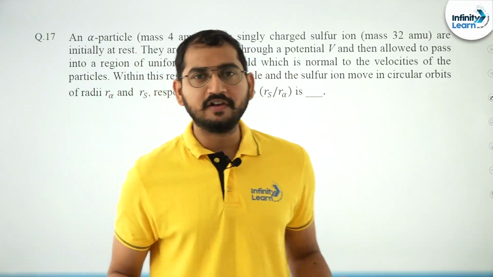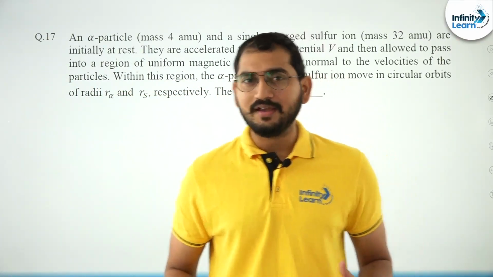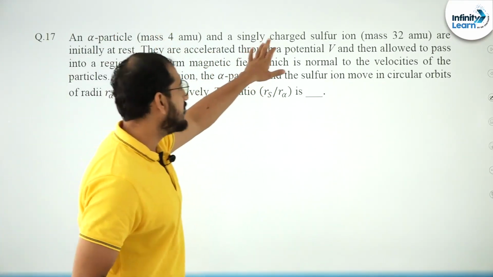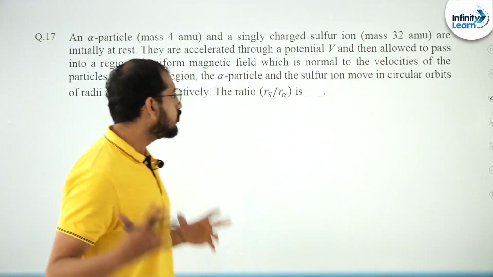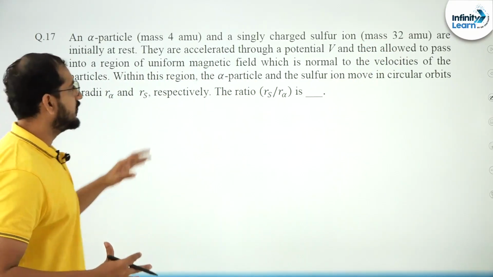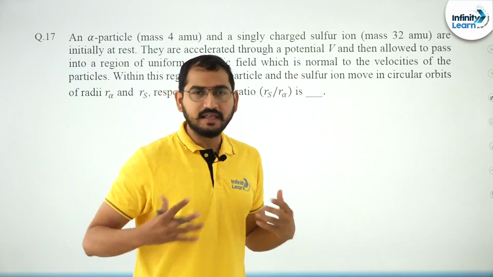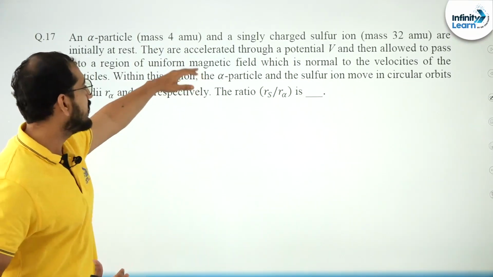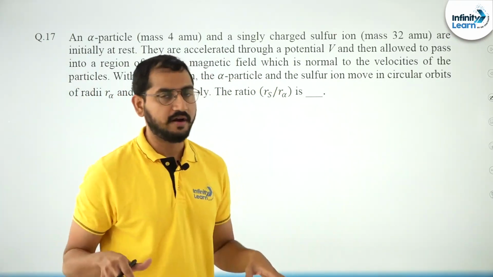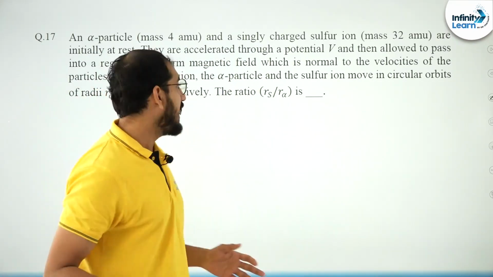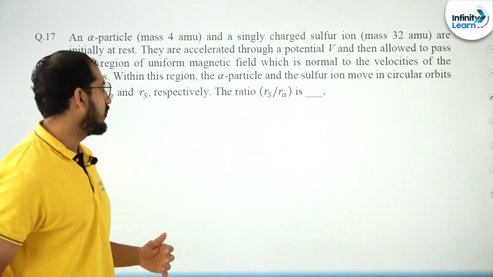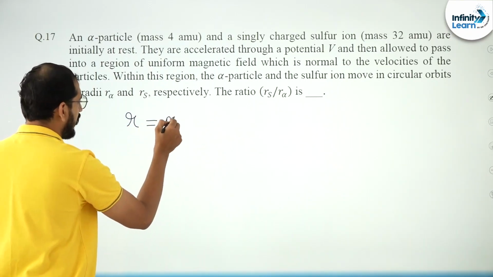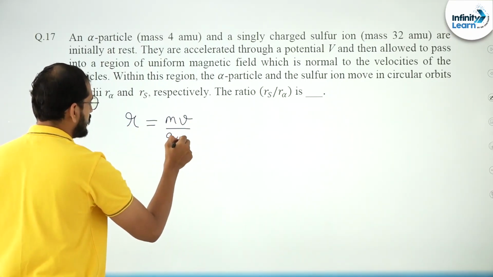Okay students, now we will move on to our next question. In this question we have one alpha particle and one singly charged sulfur ion. These two charged particles are first accelerated through a potential V, so they will gain some kinetic energy and velocity, and then they will pass through a region of uniform magnetic field. And once they enter, they will start moving in circular orbits. We know that the formula for the radius of a circular orbit is mv upon qB.